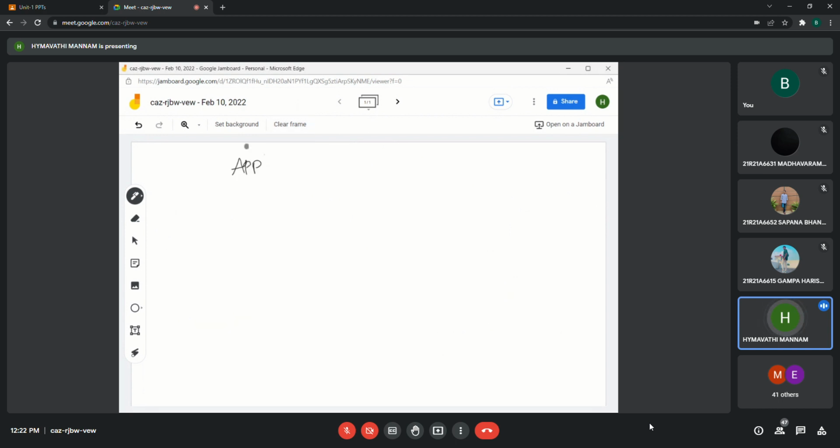Here there are two applications for first order and first degree differential equations. The first one is Newton's law of cooling.